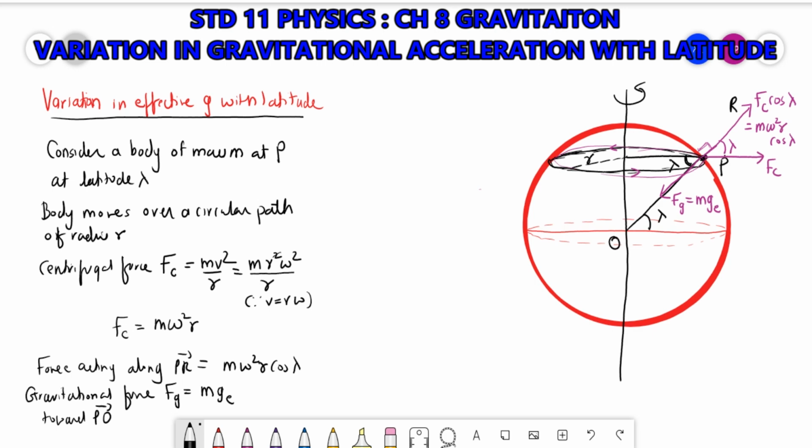So now see, the gravitational acceleration will not be equal to ge, because there is not only a single resultant force like gravitational force; it is acted on by two forces, gravitational force and centrifugal force.